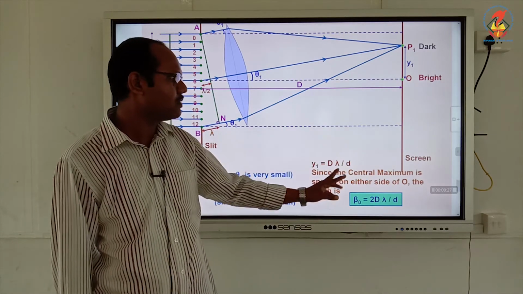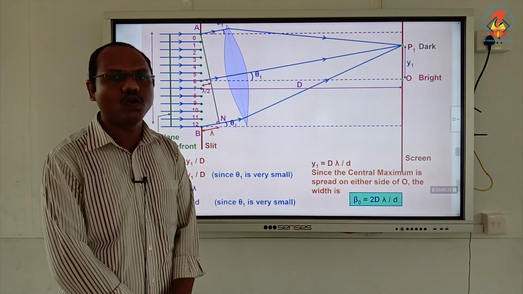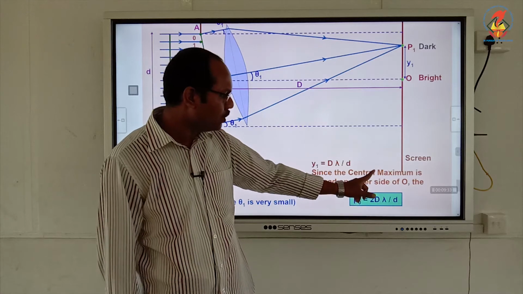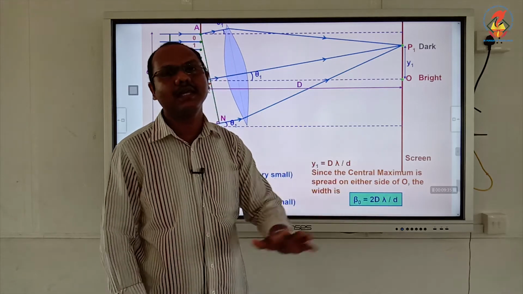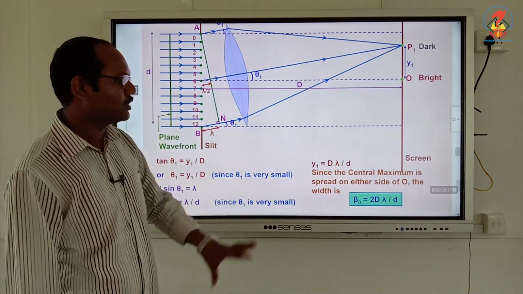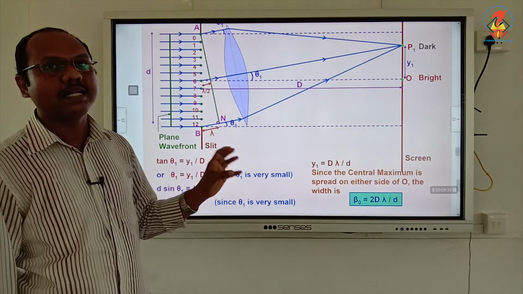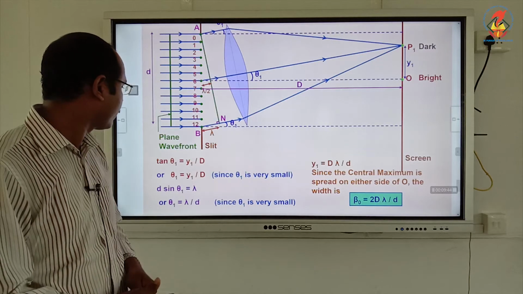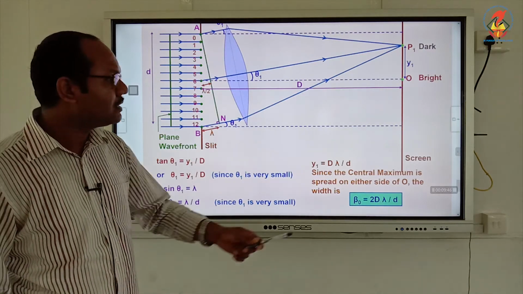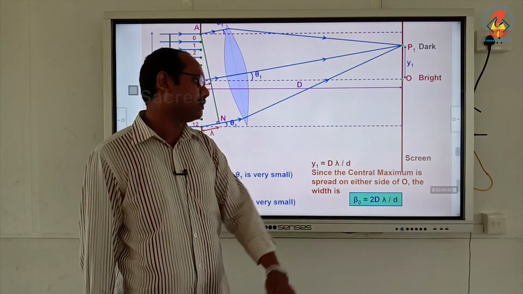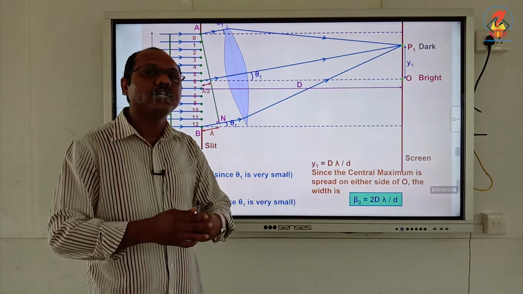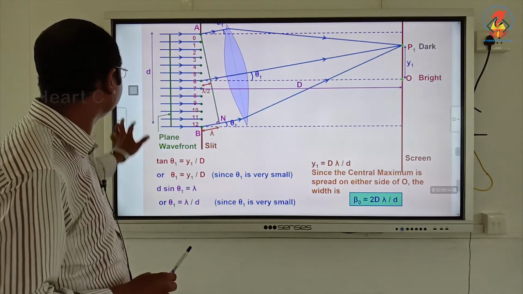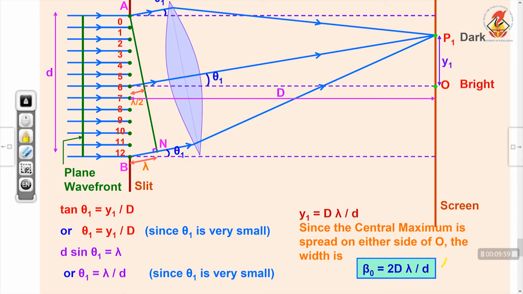So the central maximum is spread on either side of O, so 2 times that. Therefore, beta 0 is equal to 2 lambda D by d. This is the expression for the width of the central maximum. If they ask you, this is called the linear width of the central maximum.